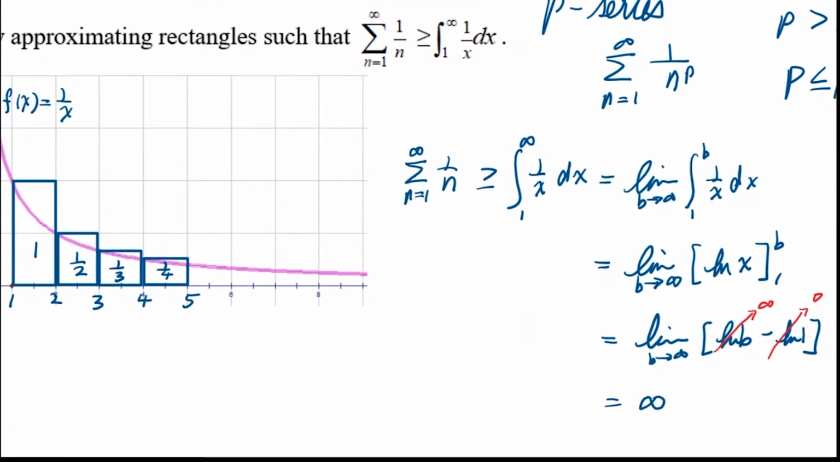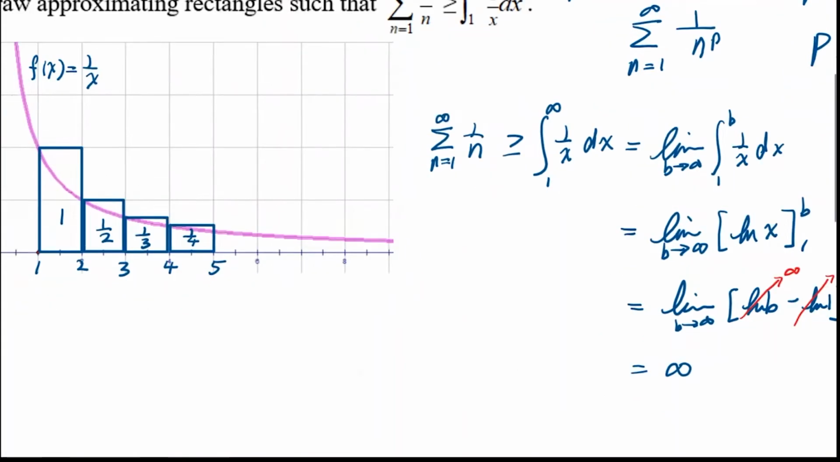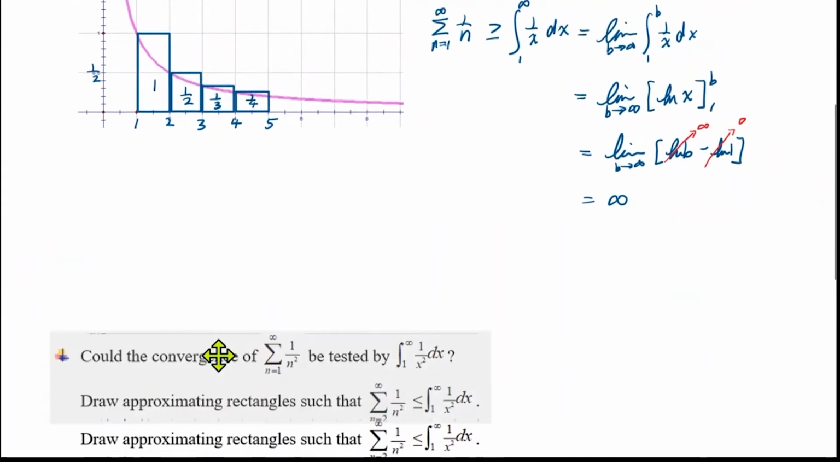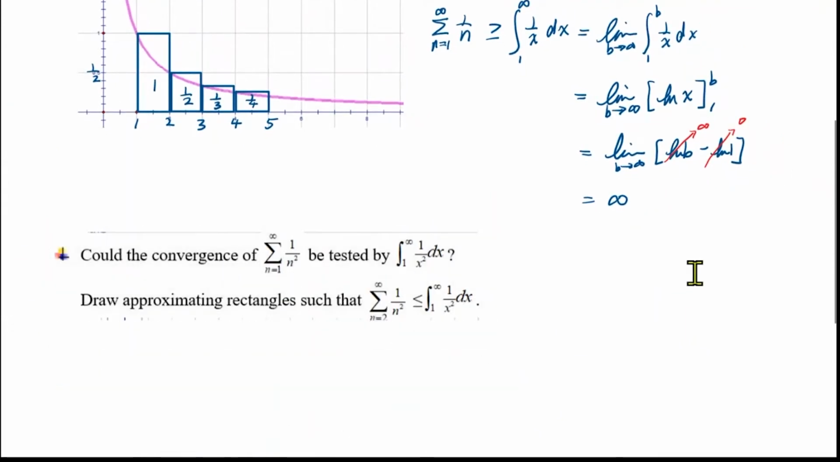So what have we proven? I just have proven this P series, when P is equal to 1, is infinity, is divergent. Good. Okay. Well then, let's look at the next case, shall we? This is the next case.